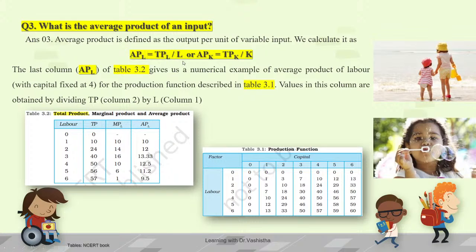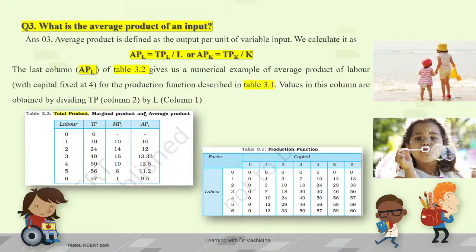L means units of labor. So it is the ratio between the two: total product of labor upon units of labor being used. Similarly for K also, K is capital. Now if you see again, taking table 3.2 here, the last column shows the average product of labor, or we can say the average product of an input.